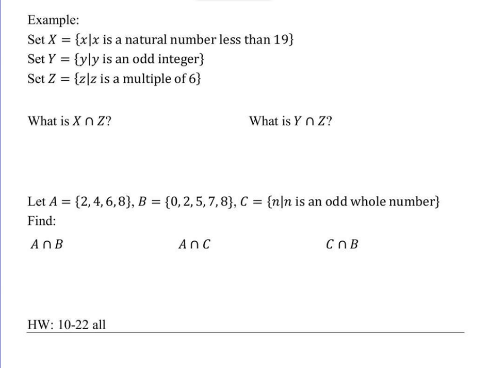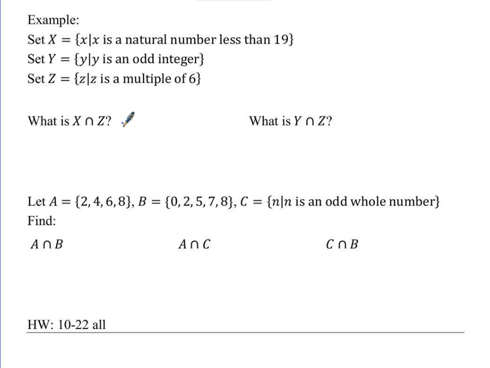So here are a couple examples. We have 3 sets in this first example. Set X equals that stuff, set Y equals that stuff, set Z equals that stuff. And then we're asked, what is X intersect Z? And then we're asked, what is Y intersect Z? Okay? So with intersection, we are looking for shared elements, repeated stuff in all the sets.